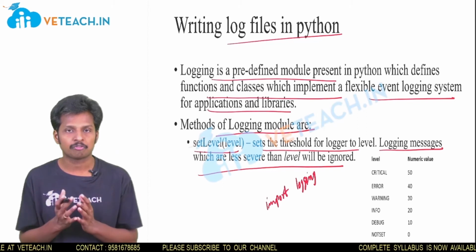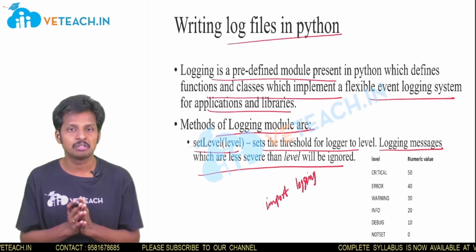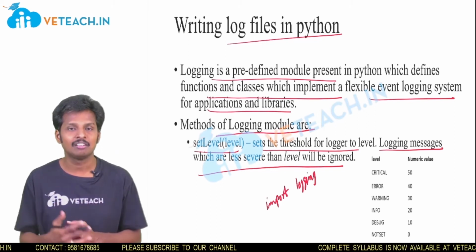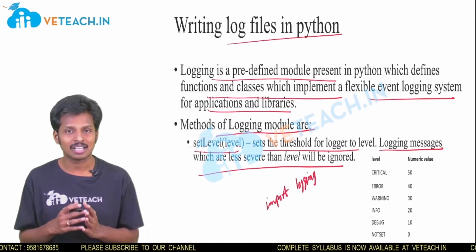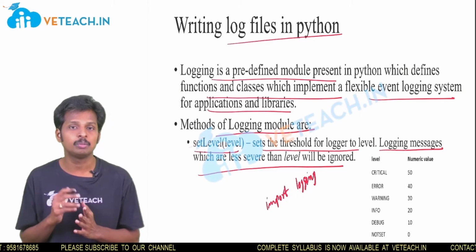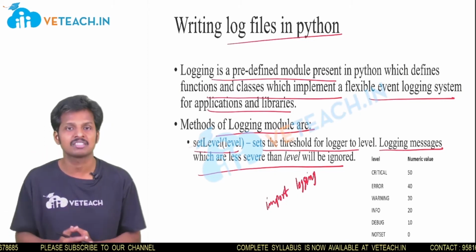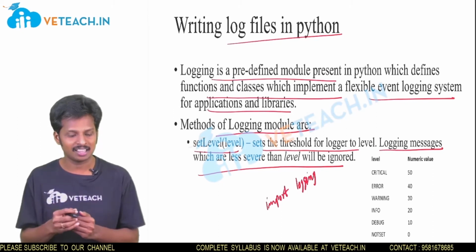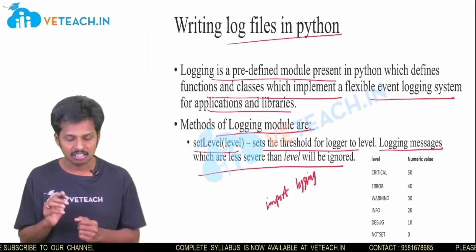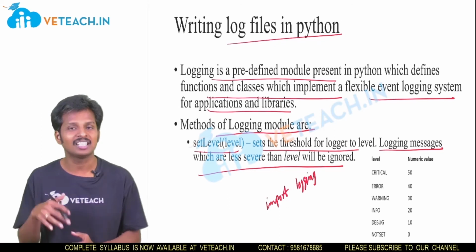So we are going to set this threshold value by using setLevel. When we set a level, what happens is if any message comes, the value of its severity will be verified against the threshold value that we have set with setLevel. If the value is less than the value that was set in the level, it's going to be ignored for some time and then it's going to be considered.